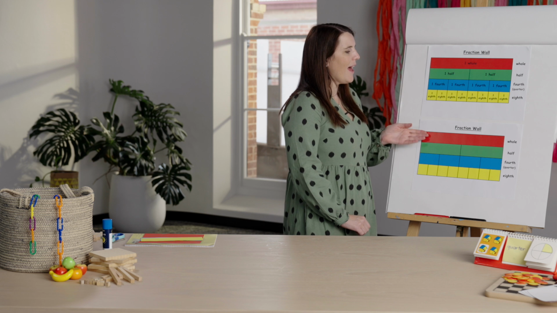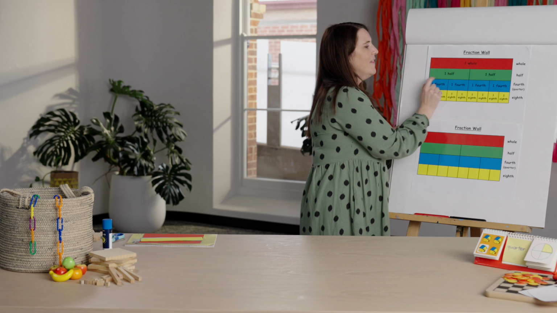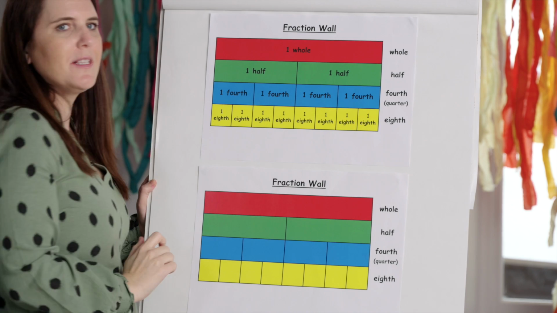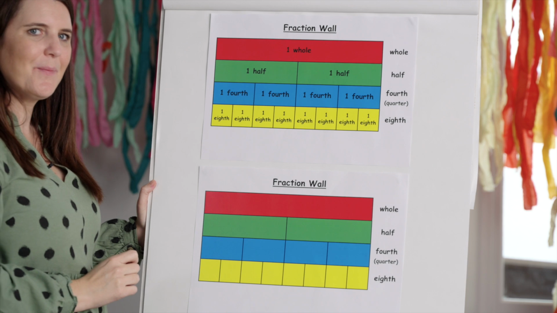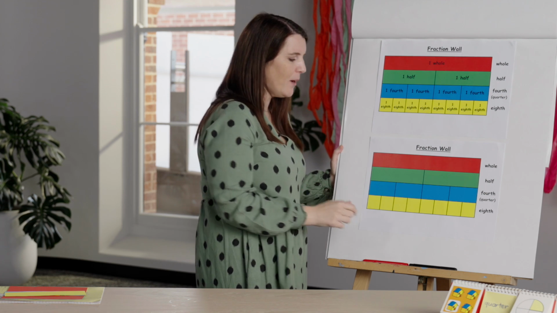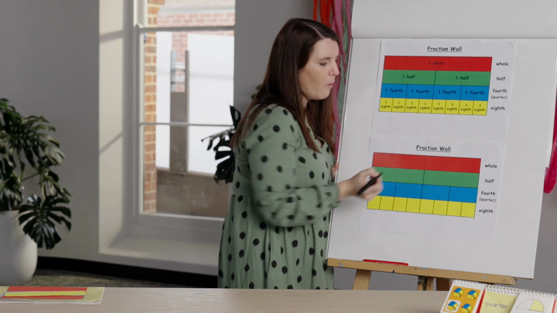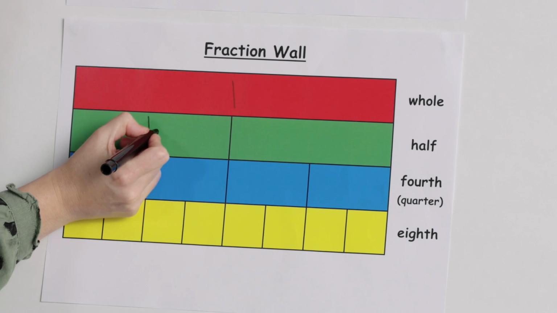So here I have 2 fraction walls. I can see a whole, then the second strip shows me half, the third strip shows me fourths, and the bottom strip shows me eighths. These ones are showing me fractions in word form. But you may have seen fractions written differently as well. So, I have a whole. I can use the number 1 to show a whole. You may have seen a half written like this.